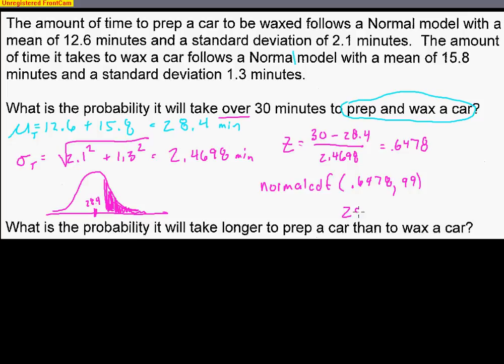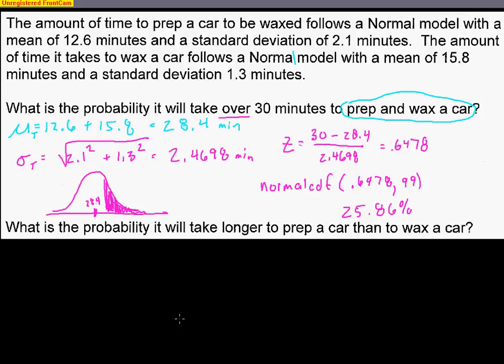So 25.86% of the time, it will take over 30 minutes to prep and wax a car. So again, first part of the problem was combining random variables to understand the total. Second part of the problem was being able to convert it to a z-score and to think about the normal model and where that probability lies.